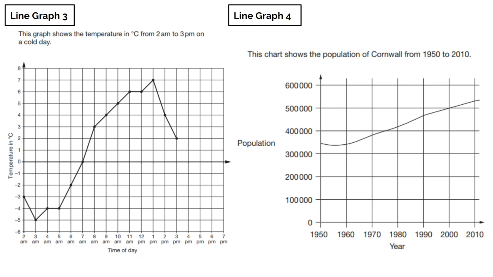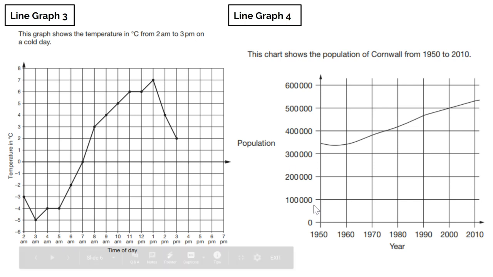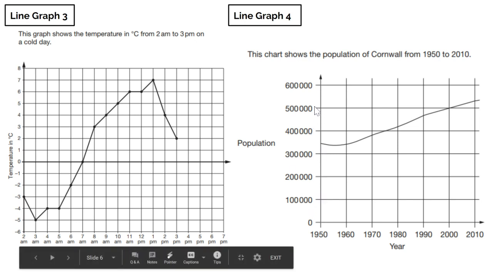So let's try and define that very quickly. Okay, let's move on. Line graphs. What do they show? Now, they show the following. Every line graph is a graph that shows changes in data over time. Now, the data is the numbers, should we say. So this is the data on the left, and it's the change over time.